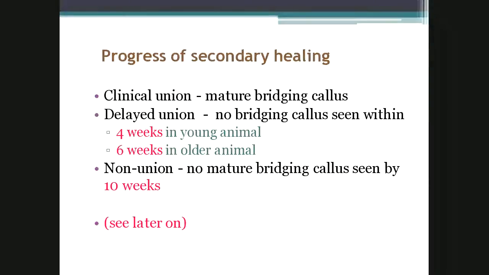There are some important terms we use to describe the stage or state of fracture healing. Clinical union means that mature bridging callus has formed and the fracture is healed. Delayed union means no bridging callus is seen within 4 weeks in a young animal and 6 weeks in an older animal. Non-union means that there's no mature bridging callus seen by 10 weeks. This is very subjective, and one needs follow-up radiographs to determine this over time. An accurate history is also important so that you know when the fracture has occurred, as well as what treatment has been applied in between. And we'll get back to this a little bit later.